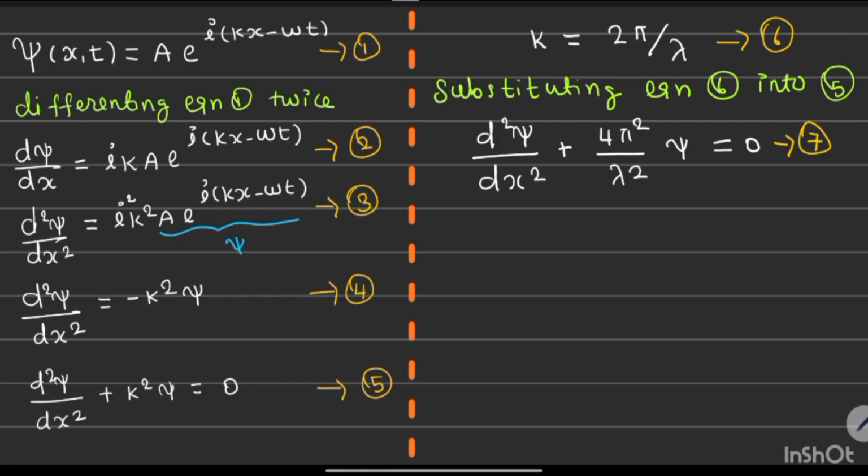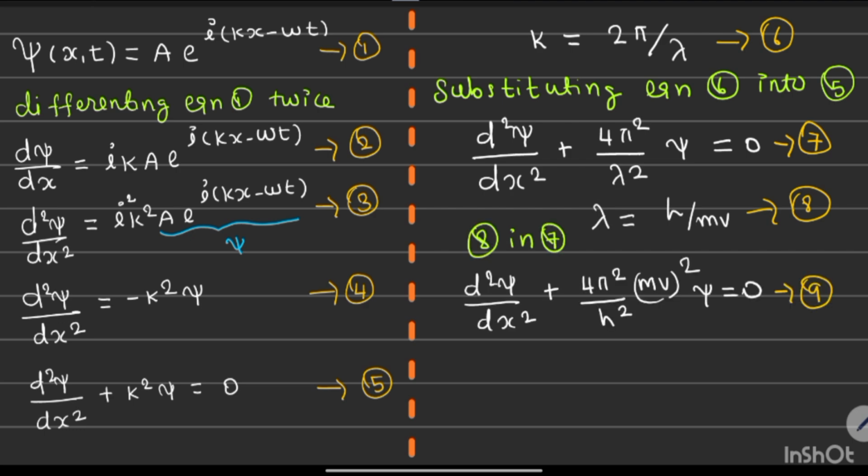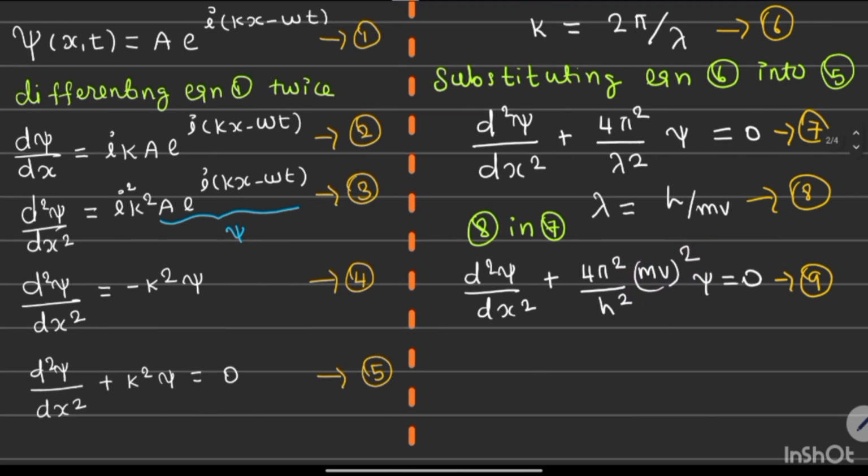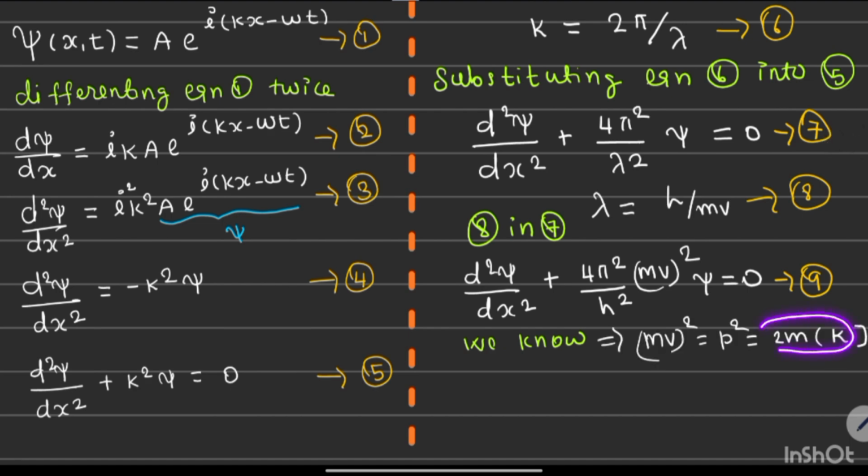And we know from the de Broglie hypothesis that the wavelength of a microscopic particle can be found if we know its momentum, using this equation: lambda is equal to h by mv, and substituting that into equation 7 gives this equation. So here we can see mv squared is sitting here. This is nothing but p squared, momentum squared, and momentum squared from classical mechanics we can write as 2m times the kinetic energy.